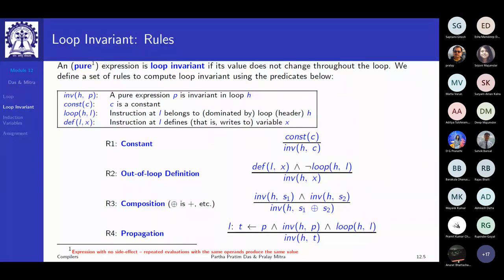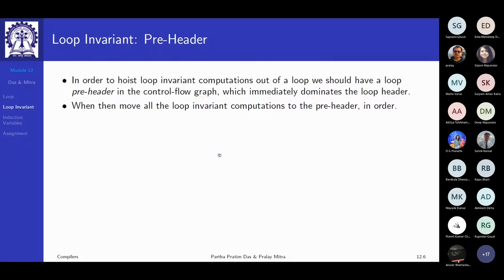So using our earlier DFA on reaching definition to find the basic definitions which are invariant, and then using composition and propagation, we can find loop invariants in a particular loop. Right? So once we find the loop invariant, we would like to take it out of the loop and put it in what we say is a pre-header.